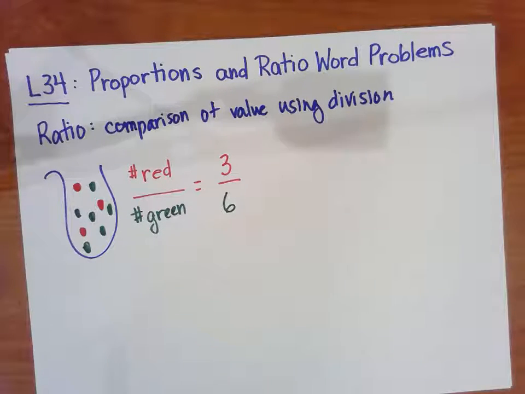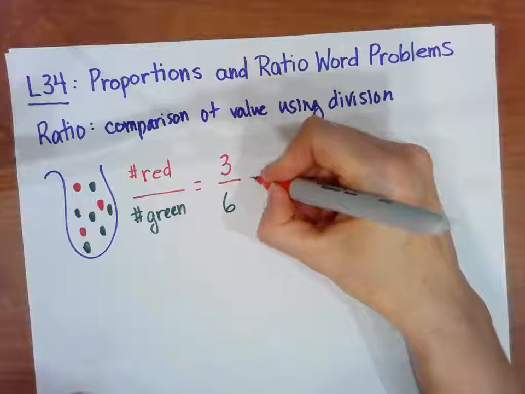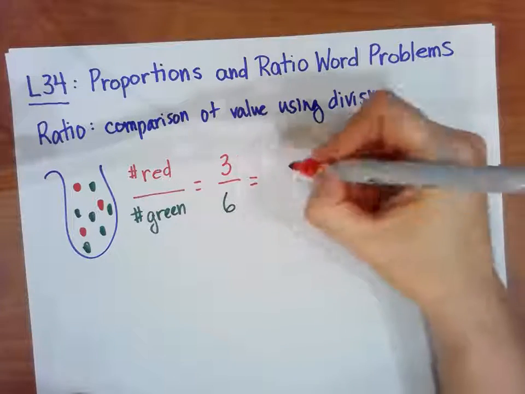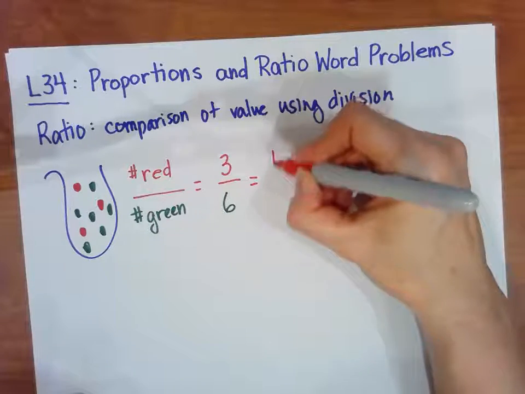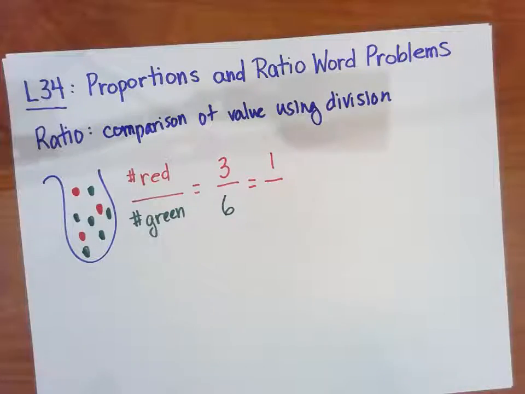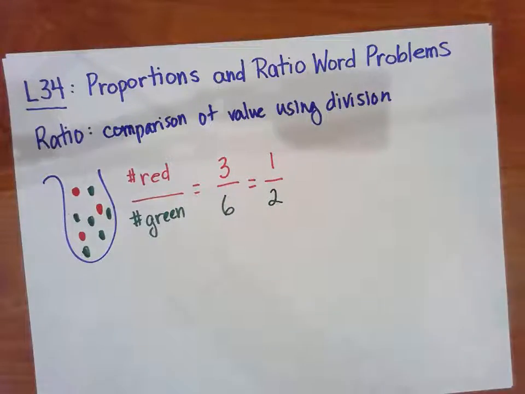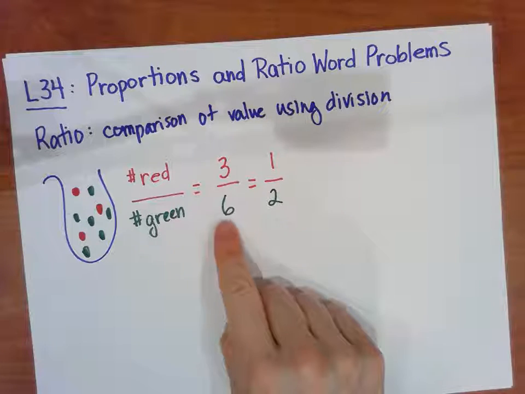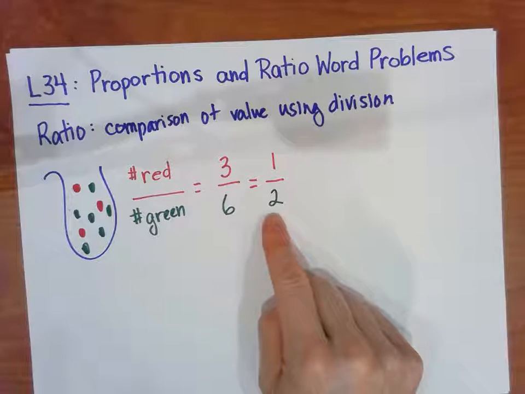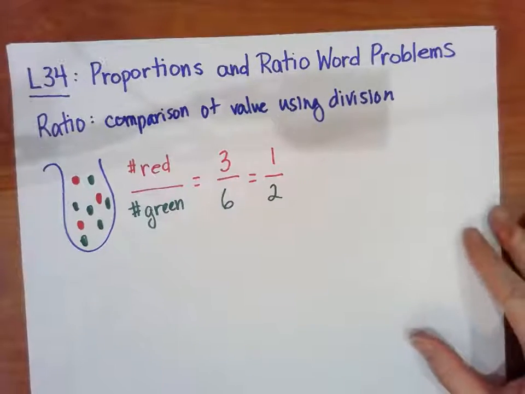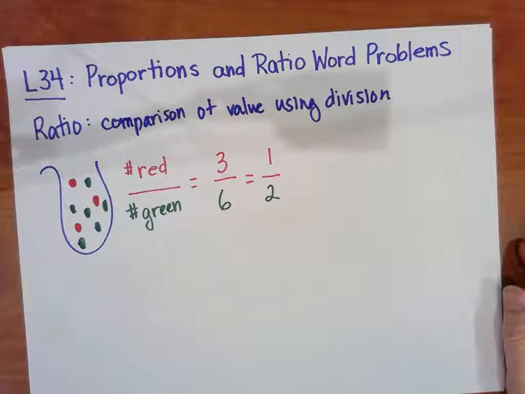And usually we write these things as a reduced fraction, right? So we could divide the numerator by 3 to get 1, and divide the denominator by 3 as well to get 2. So that simplified ratio would be 1 to 2. Okay. So this is a ratio, 3 to 6. This is also a ratio, 1 to 2, and they just happen to be equivalent ratios. Okay. And that's where proportions come in.